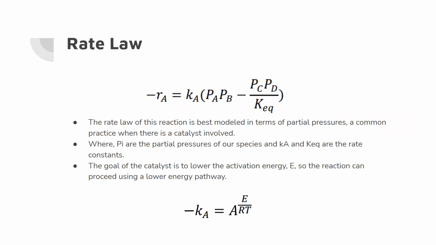For the rate law, you can see right there, r_A equals k times partial pressure of A times partial pressure of B minus P_C P_D over K equilibrium, for species C and D. The rate law of this reaction is best modeled in terms of partial pressures, a common practice when there's a catalyst involved, like this one, where P_i are the partial pressures of our species and k_A and K equilibrium are the rate constants. The goal of the catalyst is to lower the activation energy E so the reaction can proceed using a lower energy pathway. And you see how E affects the rate constant there, in the Arrhenius equation.